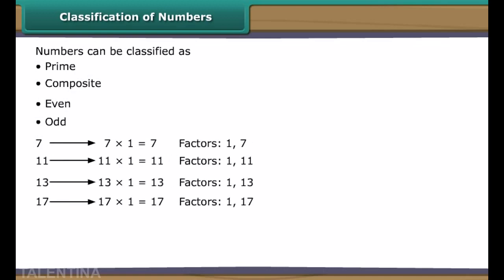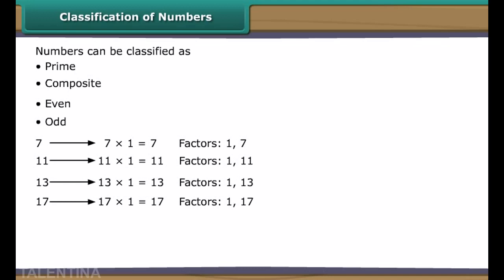Classification of numbers. Numbers can be classified as prime, composite, even and odd. Let us look at them one by one. Consider the number 7. Let us list out its factors. Let us look at some more numbers and their factors.